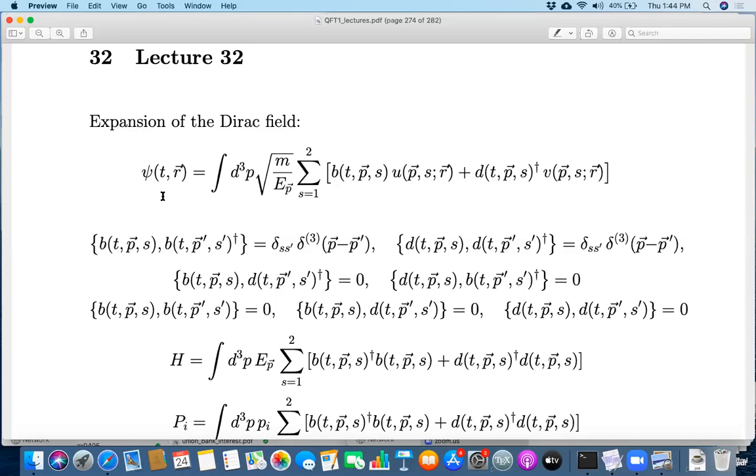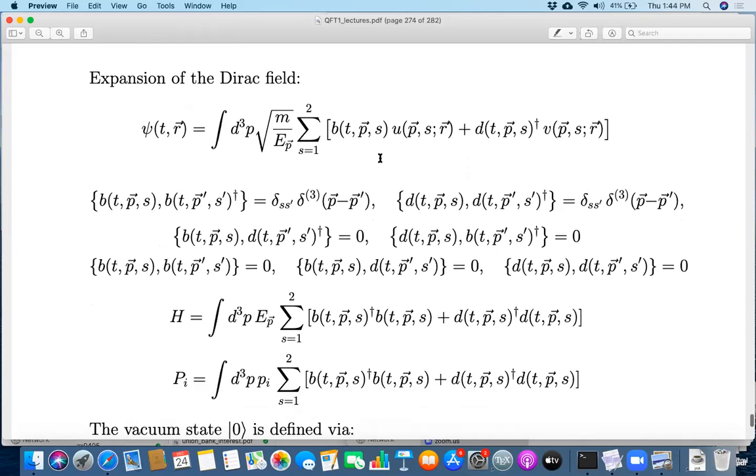So then by looking at the anti-commutation relation of the psis and the psi daggers, we derive these anti-commutation relations. B, B dagger have the standard anti-commutation relation of a creation annihilation operator. Similarly for D, D dagger. And everything else vanishes. For example, the anti-commutator of B and D dagger vanishes, and of D and B dagger vanishes. And then all the annihilation operators anti-commute among themselves, and similarly all the creation operators also anti-commute among themselves.